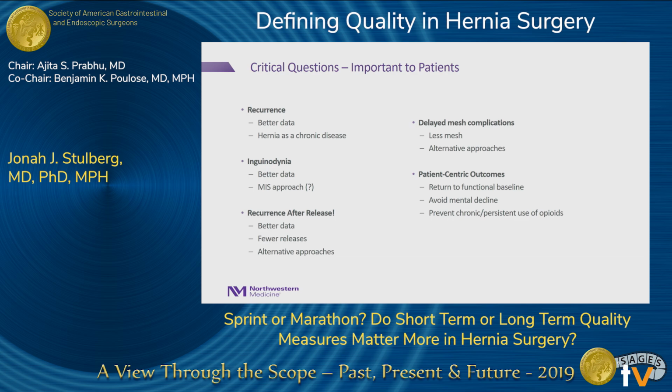But there are also these things over on the right-hand side of the screen there, like delayed mesh complications, right? We all know of erosion and things like that, but the placement of our mesh, we should perhaps consider the other disease processes that are going on. What is the consequence of the TAP and TEP in a male who may have prostate problems 15 years later? Patient-centered outcomes and how to measure that.